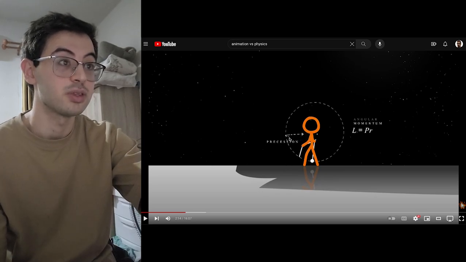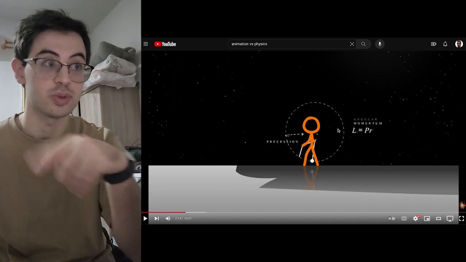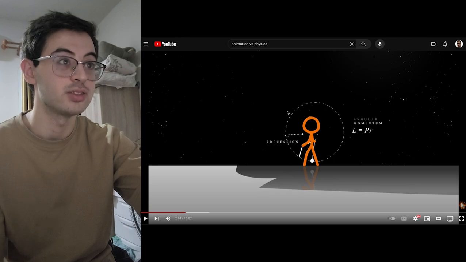Precession, which is like the rotation between two angles of axis. So you're rotating this way and you're also rotating this way. So it's like basically the two ways of rotation.